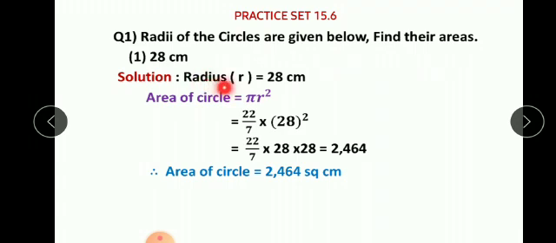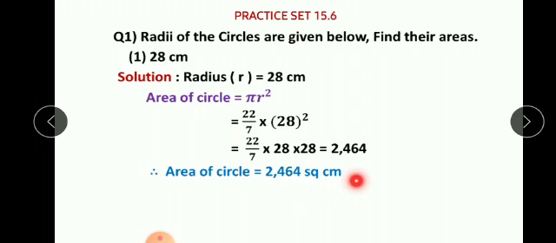Radius r is given as 28 centimeter. Which formula will we use? Area of circle is equal to pi r square. Now pi is 22 upon 7 into r square, that is 28 square. So 22 upon 7 into 28 into 28. After cancellation what do we get? 2464. So area of circle is 2464 square centimeter.